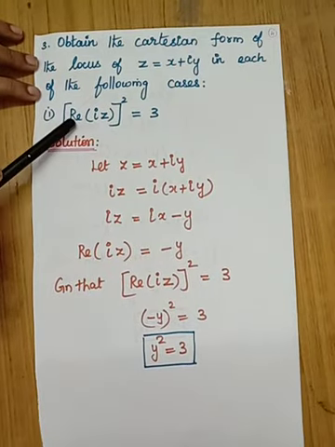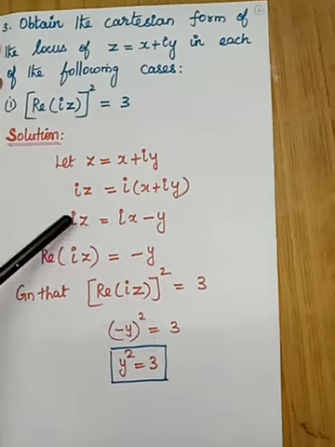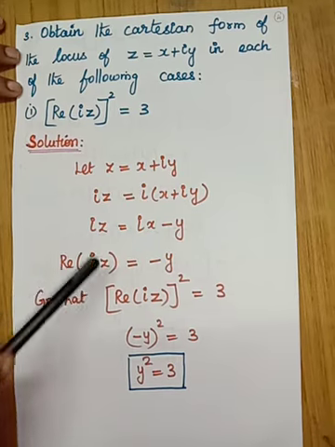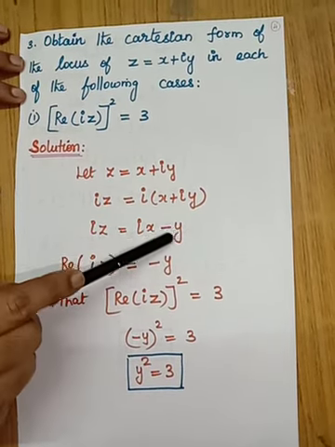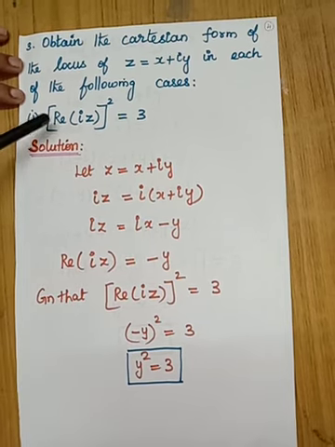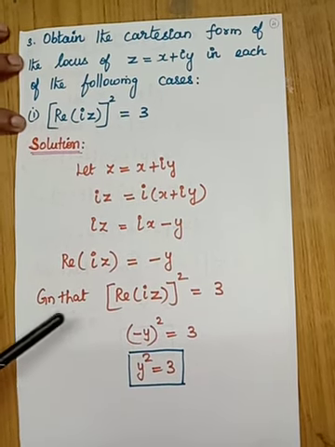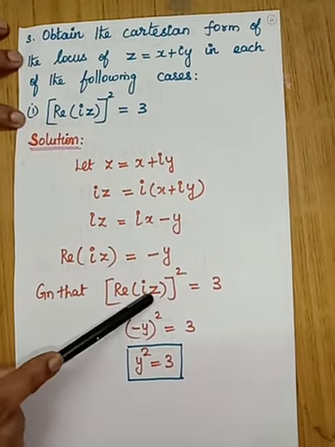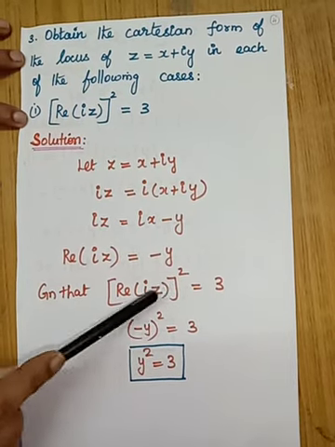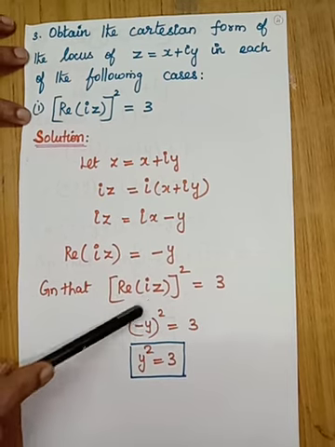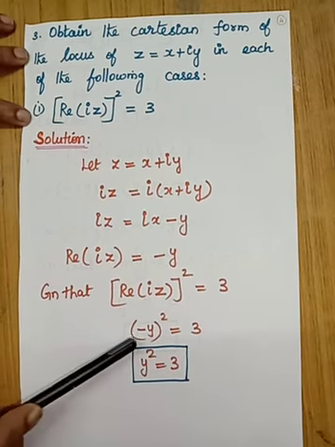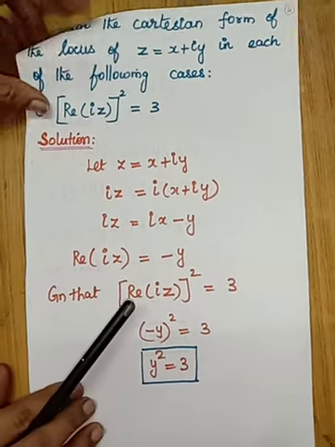Here what is given? Real part of iz. So iz I have found here. Real part of iz is minus y. Okay, so you have to substitute in this condition. What is given? The real part of iz the whole squared is equal to 3. So what is the real part of iz? What we have found, it is minus y. So minus y the whole squared is equal to 3. So it will become y squared is equal to 3.